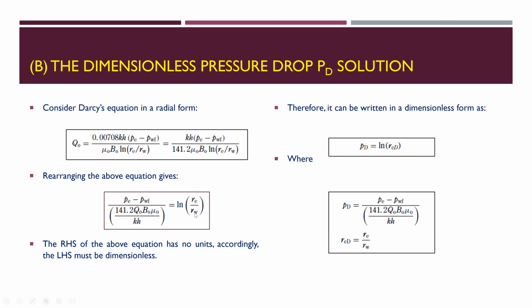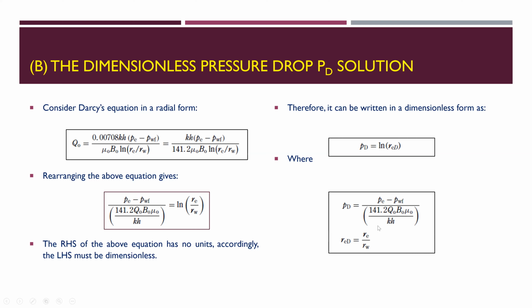R over R is dimensionless because this is a radius and this is the same, so they cancel and we eliminate the units. So the right hand side is without unit. The left hand side should also be the same, without unit. But if the numerator here is pressure, that means the denominator should also be pressure. So pressure over pressure gives me dimensionless pressure. This is the dimensionless pressure based on this Darcy equation.